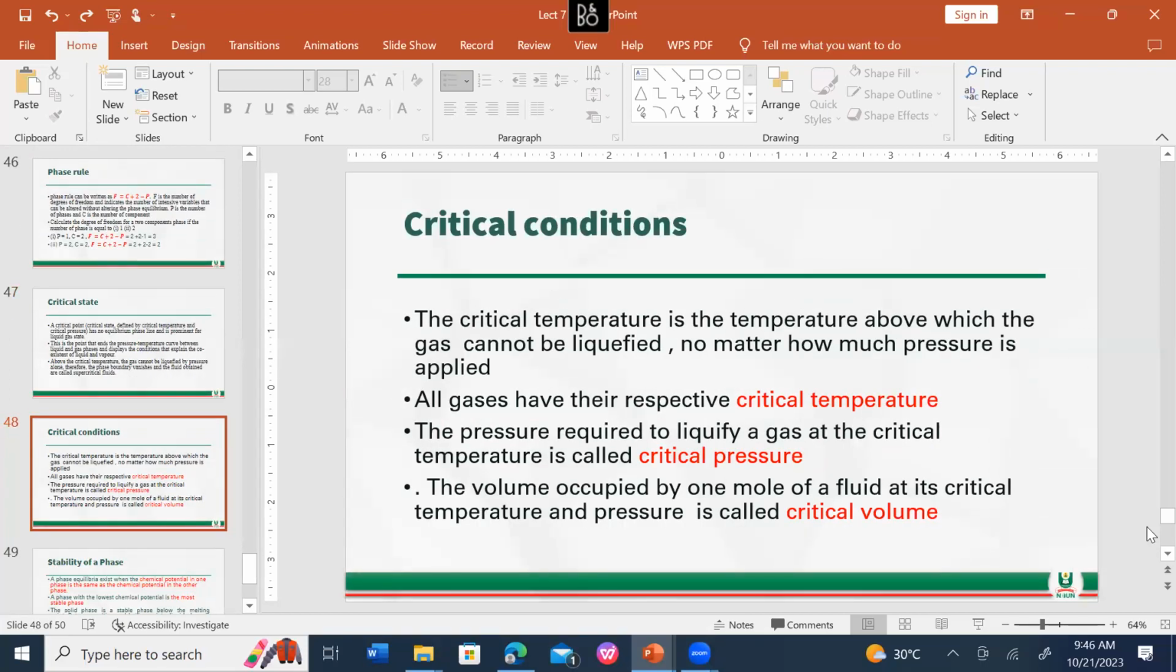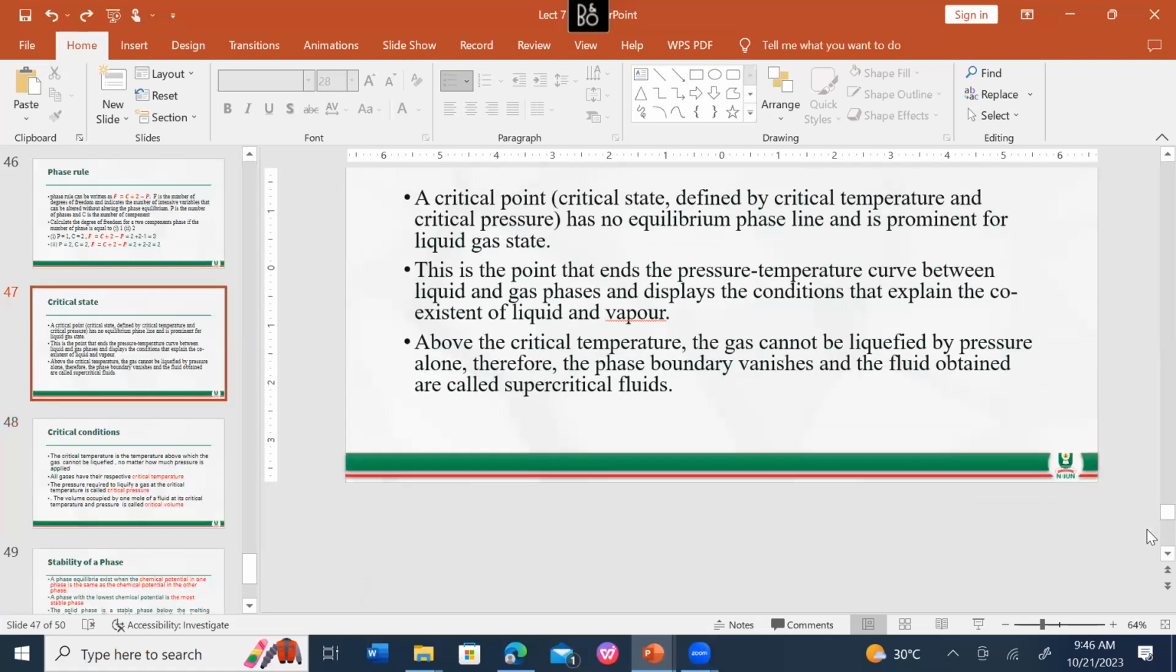So the critical temperature is the temperature above which the gas cannot be liquefied, no matter how much pressure is applied. All gases have their respective critical temperature. The pressure required to liquefy a gas at the critical temperature is called critical pressure. The volume occupied by 1 mole of a fluid at its critical temperature and pressure is called critical volume. So we have defined those 3 parameters.